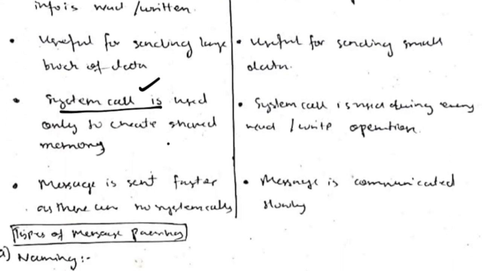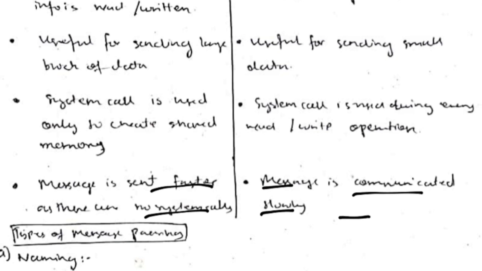In shared memory, a system call is not needed because the storage is shared by the two processes, so the message is sent faster. In message passing, a system call is needed, and the message is communicated slowly because of the system call delays.